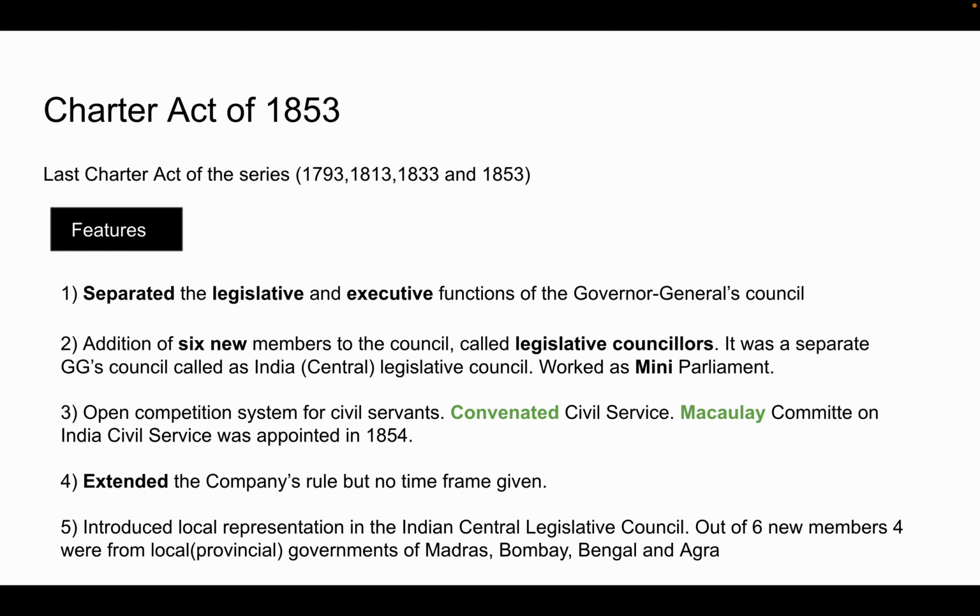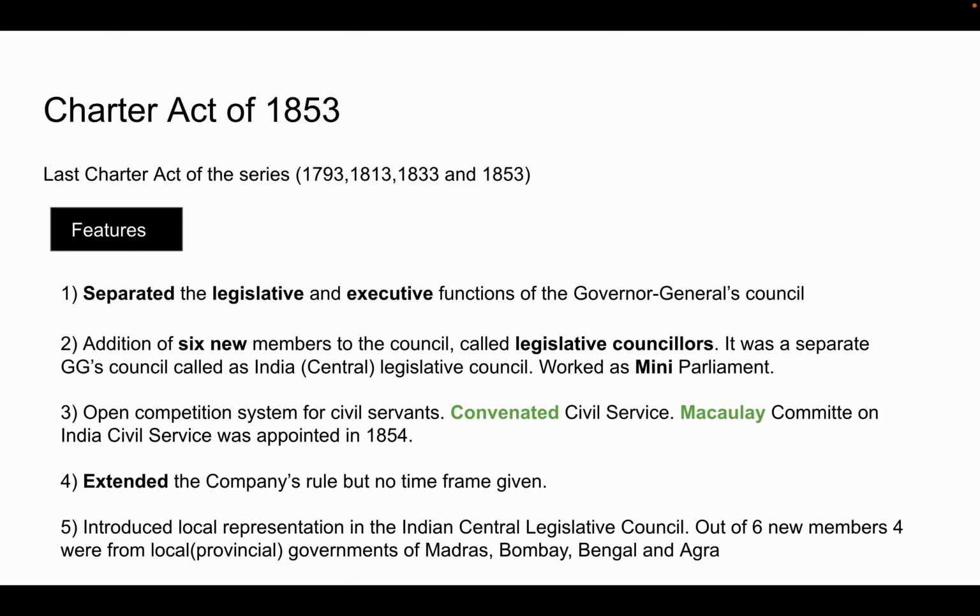Let us go through them once again. The first feature is that it separated the legislative and executive functions of the Governor General's Council. The second is that it added 6 new members to the Governor General's Council, and these 6 new members were called legislative councillors. This council was a separate body called the Indian Central Legislative Council, which worked more or less like a mini parliament. So this was the year where the concept of mini parliament and parliament came into being.